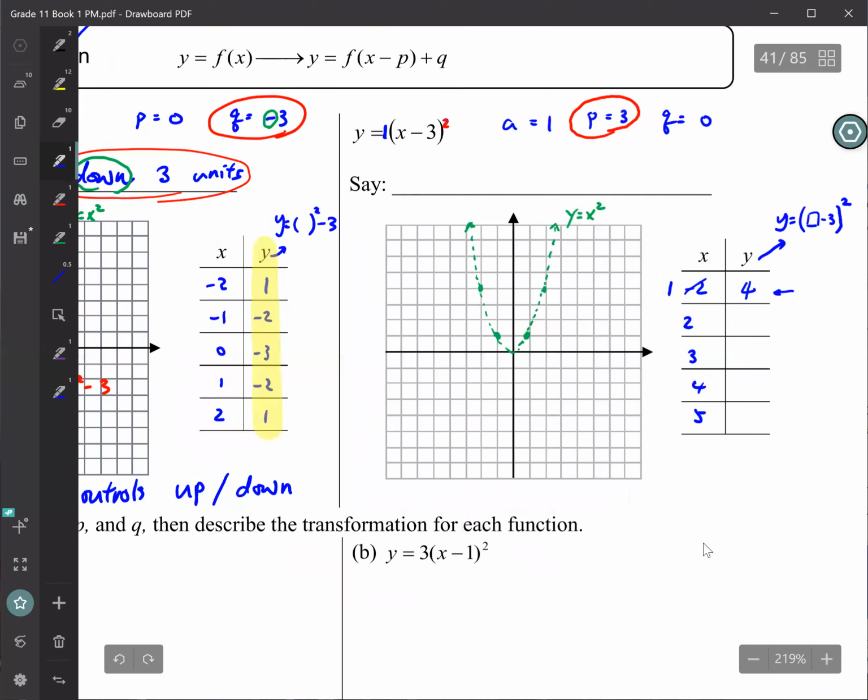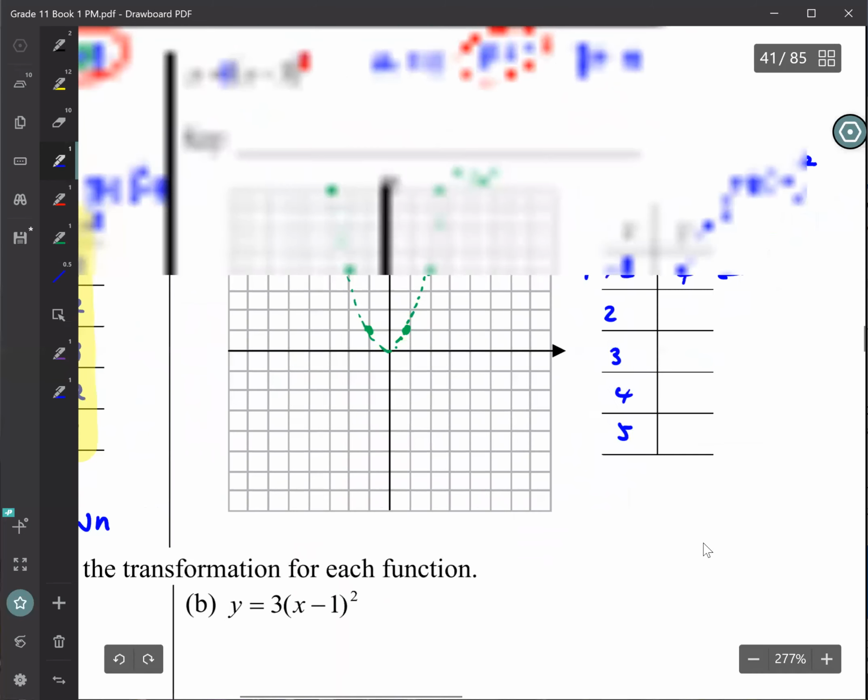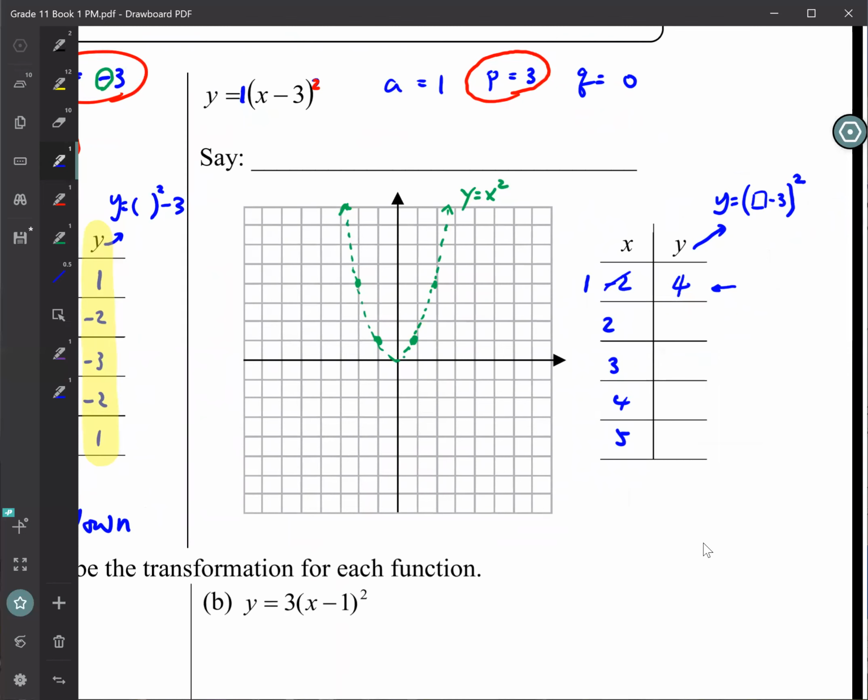Okay, Waylon, can I have your Y values? Waylon, are you there? What's your Y values? So when x is 1, y is 4. When x is 2, y is 1. When x is 3, y is 0. And when x is 4, y is 1. And when x is 5, y is 4. Thank you. Okay, very good. Please raise your hand if you finish the graph.